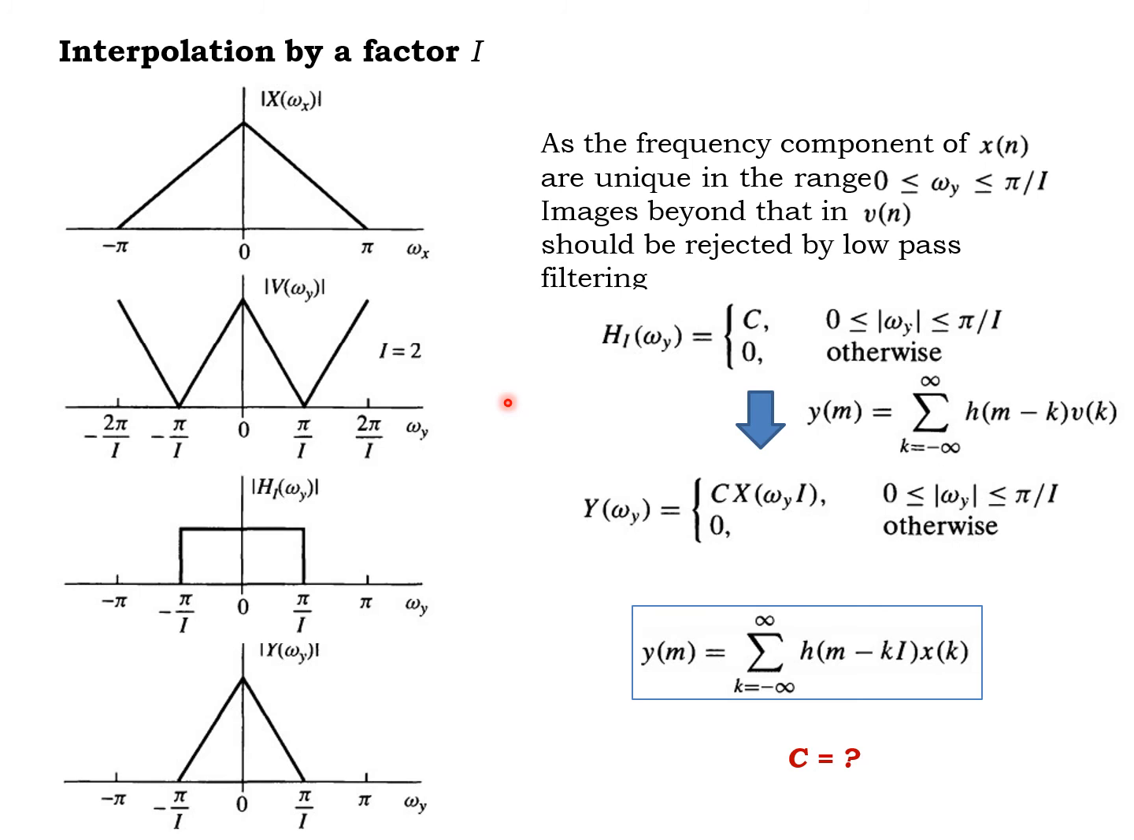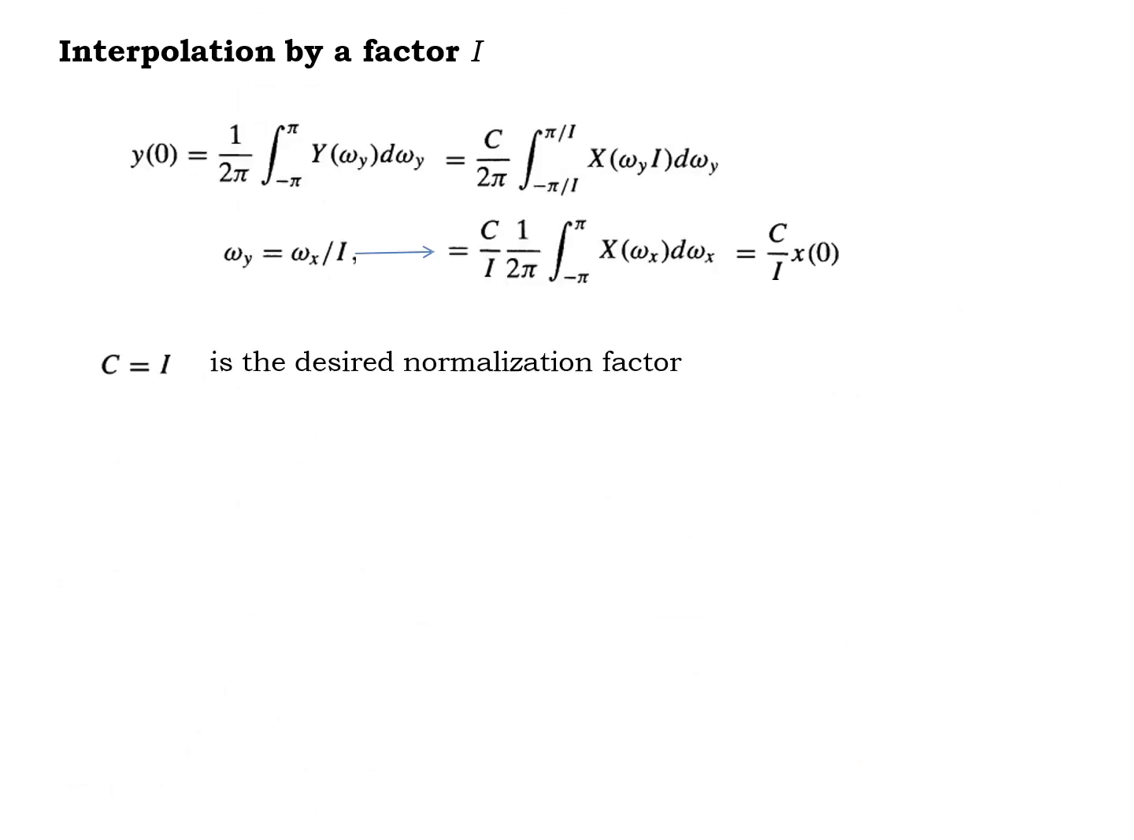We can take the interval 0 less than or equal to omega y less than or equal to pi divided by I, right? So h of omega y can be written like this, whereas y of omega y is transformed as c into x of omega y into I, which has the same limits, and 0 otherwise. So y of m is equal to the convolution of x with the impulse response of the system. From this we can obtain the value of c.